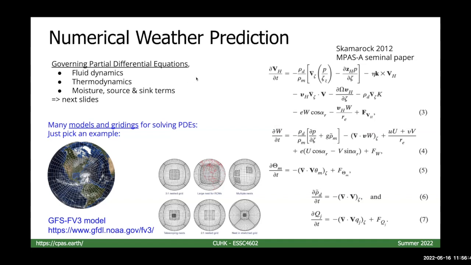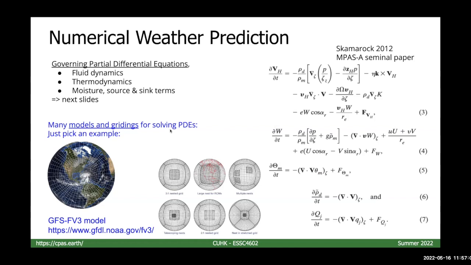And for the real world, apart from the dry atmosphere, there is moisture, which adds a lot of complication. So there are equations about moisture. I will explain more in the next slide. And for predicting the weather, you need an NWP model.